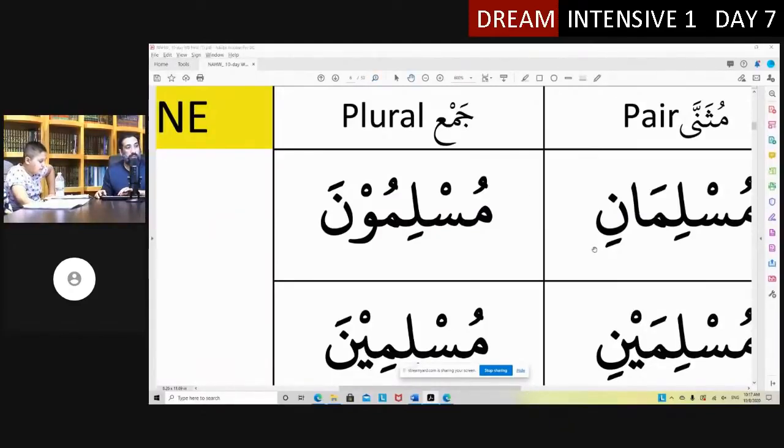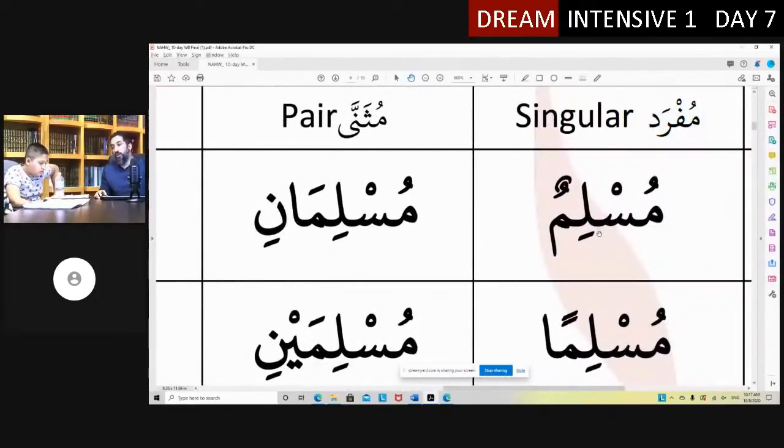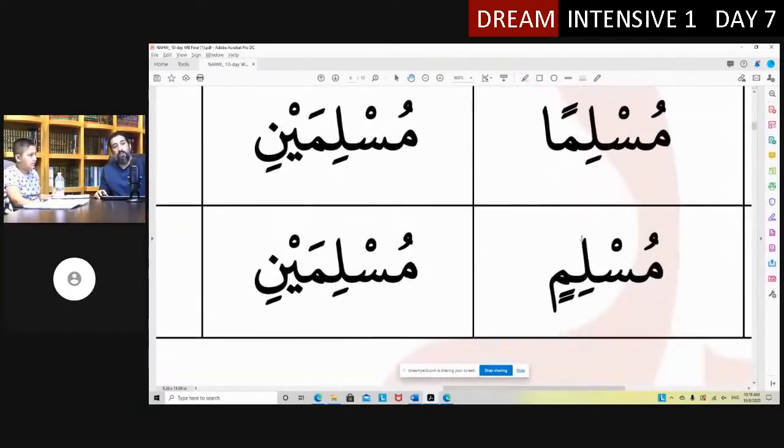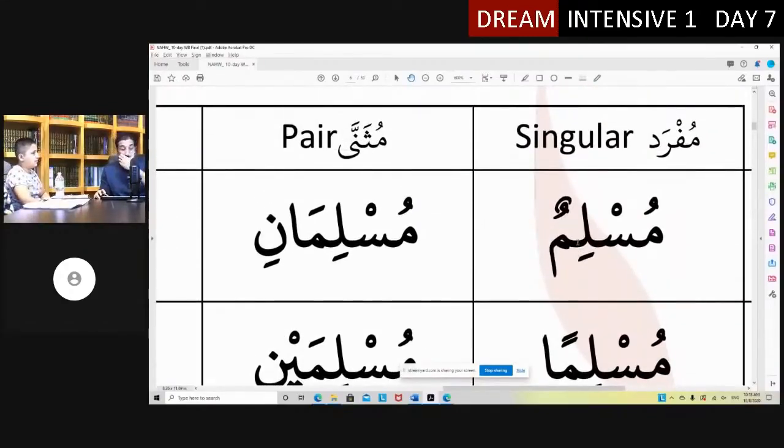On page 6, I'm going to put al on each word. Al-Muslimu, al-Muslima, and then al-Muslimi. So I took the tanween off. Somebody might say, see, I told you it's light. Hold on, student. Hold your horses. Hold your donkey. You ain't got a horse yet, you didn't get that far yet. You still got a donkey. So it's Muslimun becomes al-Muslimu.